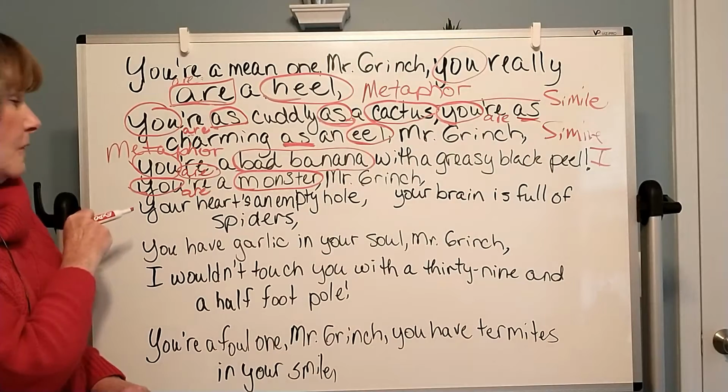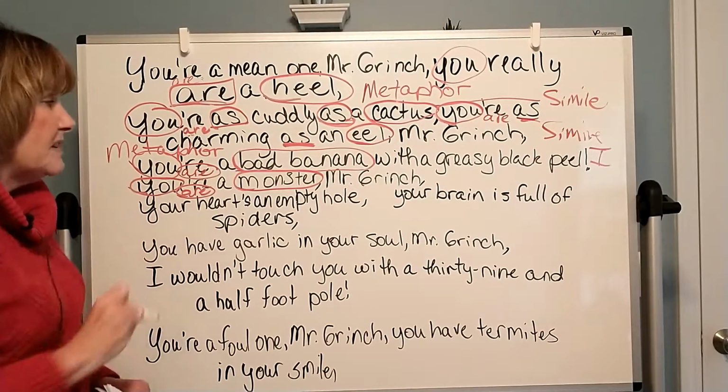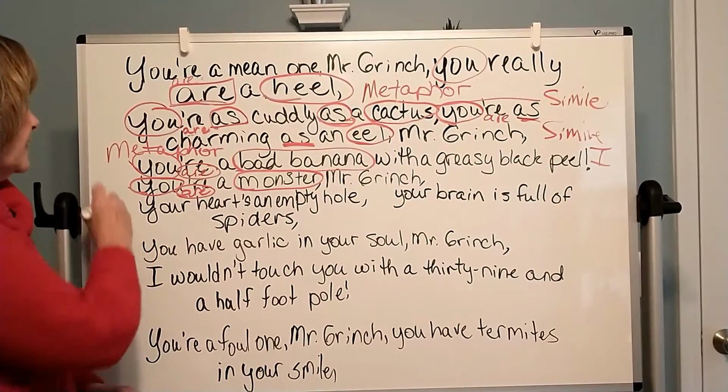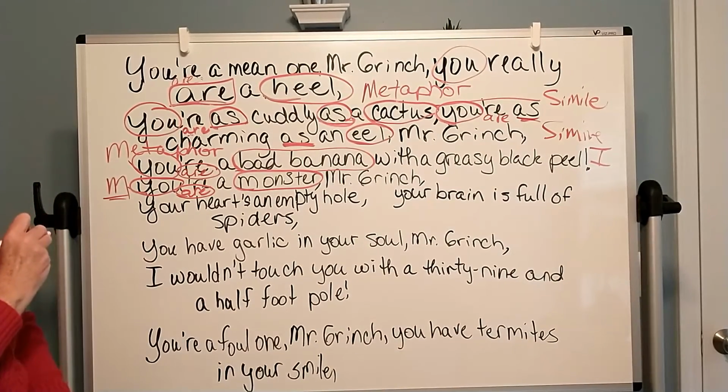You should be saying, no, we don't have like or as. We have are. So when we say that he is something else, that is a metaphor. So we're going to put an M over here.